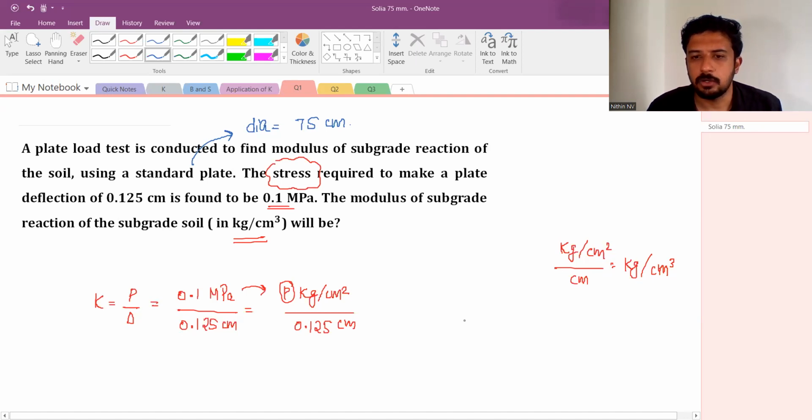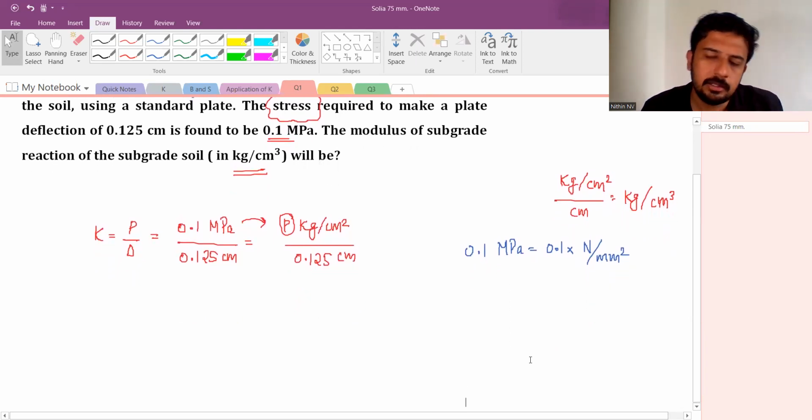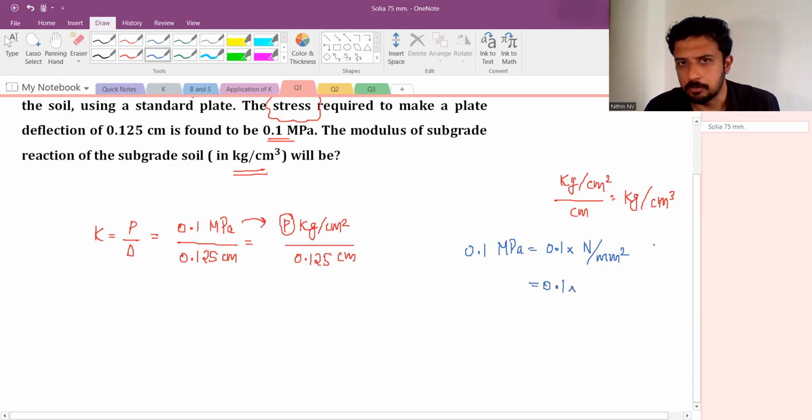For that you should know the meaning of megapascal. So 1 megapascal means 1 Newton per mm square. That's a very important relationship that you need to remember. So 1 megapascal is nothing but 1 Newton per mm square. So 0.1 megapascal is given here, and that 0.1 we need to convert. Now how to convert Newton to kilogram? We need to divide with 9.81.